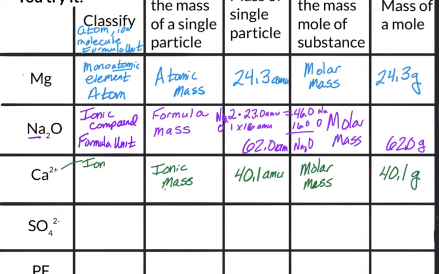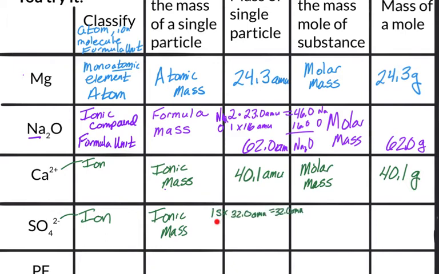Okay, let's try the next one, which is the sulfate ion. The name tells you it's an ion, and again, you can tell that because of the charge at the top there. The name for the mass of a single particle of sulfate ion is going to be the ionic mass. The mass of that single particle is a little bit tougher. We have to calculate it.